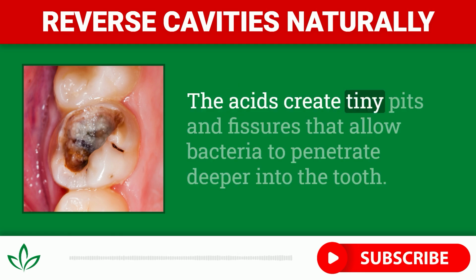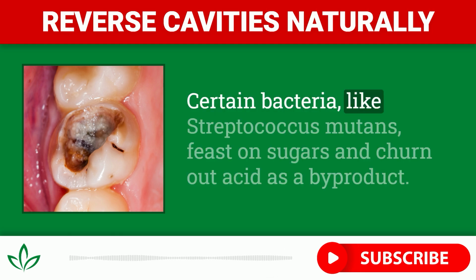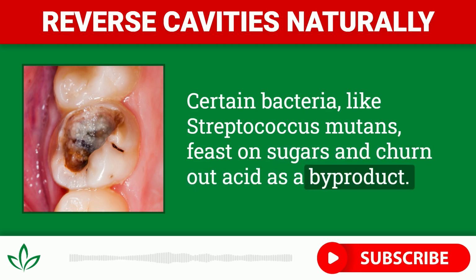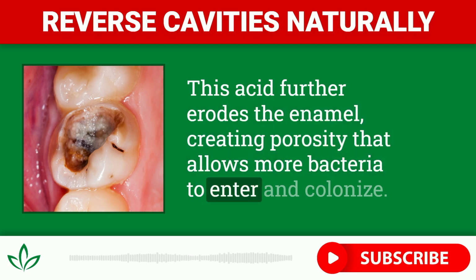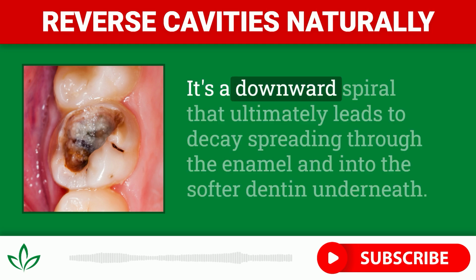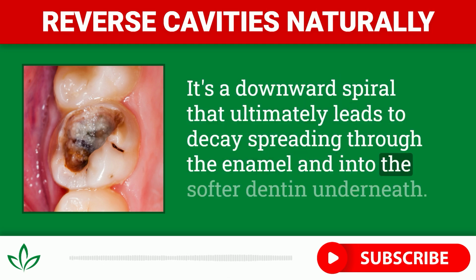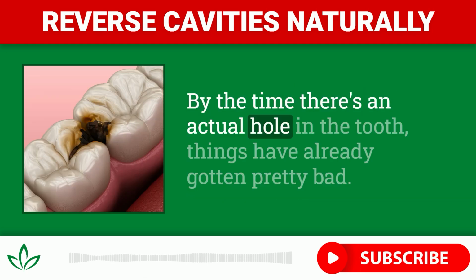The acids create tiny pits and fissures that allow bacteria to penetrate deeper into the tooth. Certain bacteria, like Streptococcus mutans, feast on sugars and churn out acid as a byproduct. This acid further erodes the enamel, creating porosity that allows more bacteria to enter and colonize. It's a downward spiral that ultimately leads to decay, spreading through the enamel and into the softer dentin underneath. By the time there's an actual hole in the tooth, things have already gotten pretty bad.